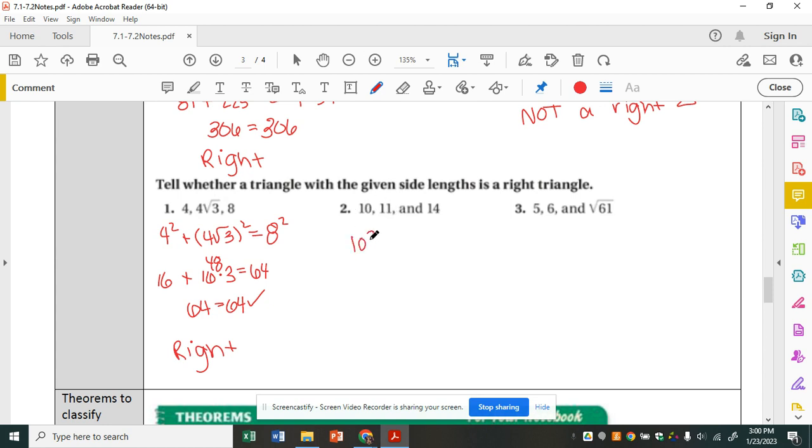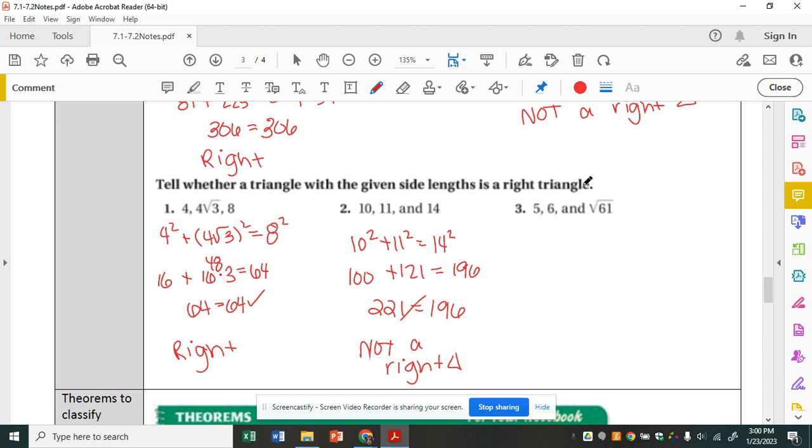Same test on number 2. Try out 10 squared plus 11 squared equals your longest side, 14 squared. You'll get 100 plus 121 equals 196. This is going to give you 221 equals 196, which means since they're not equal, this is not going to be a right triangle.